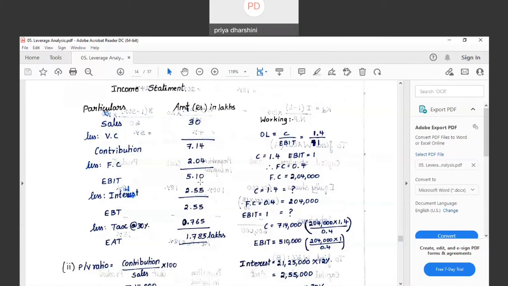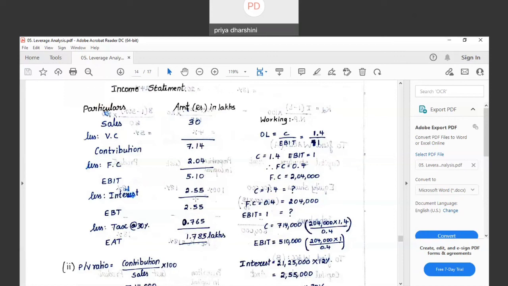They have told operating leverage is contribution by EBIT, which is given as 1.4 by 1, which means contribution is 1.4 as a value, EBIT is 1 as a value. What happens between contribution and EBIT? It is fixed cost. How much is the fixed cost given to us? 2 lakh and 4,000. So as a ratio, it is 0.4. Between contribution and EBIT, I have fixed cost. So as a ratio, it is 0.4. When 0.4 is 2 lakh and 4,000, what is 1.4 and what is 1? You can cross multiply and get contribution and EBIT.